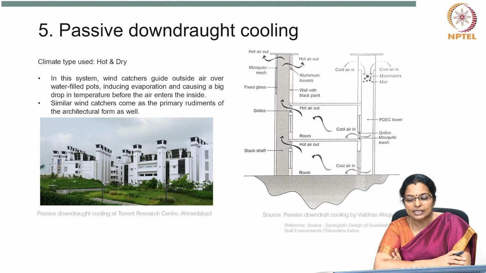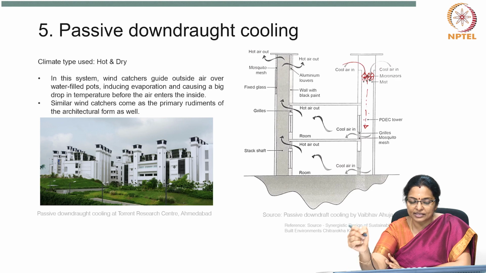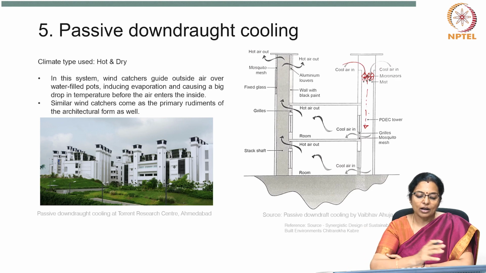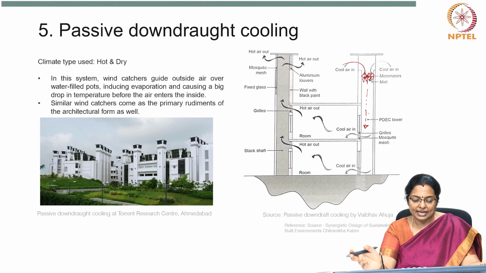Another strategy which we will see is passive downdraught cooling. This is used in hot and dry climates. In this system, wind catchers guide outside air over water-filled pots. There can be pots or micronizers which throw mist, and then the air which comes in gets moist and settles down. So, these wind catchers come as the primary rudiments of an architectural form as well.